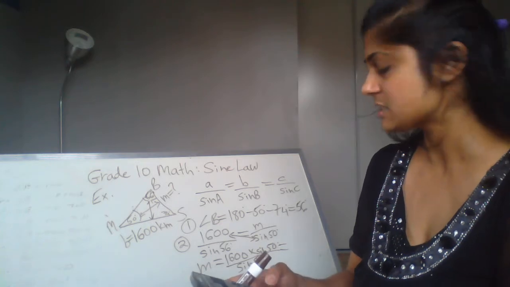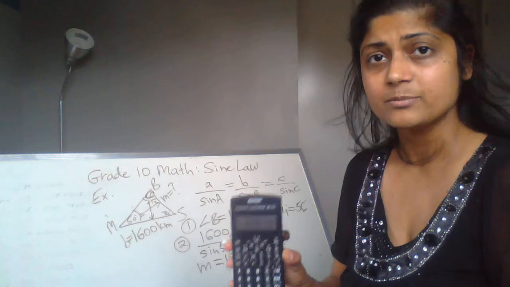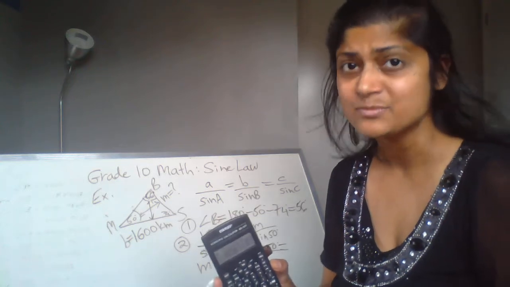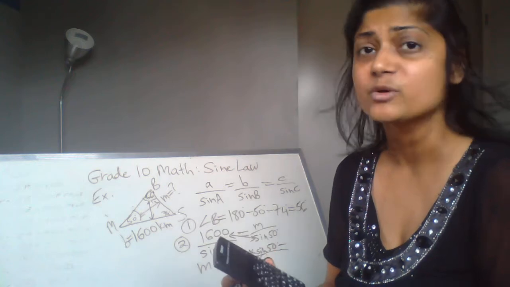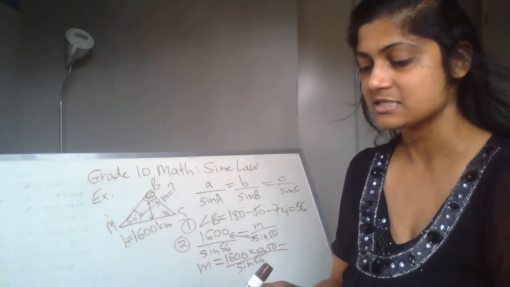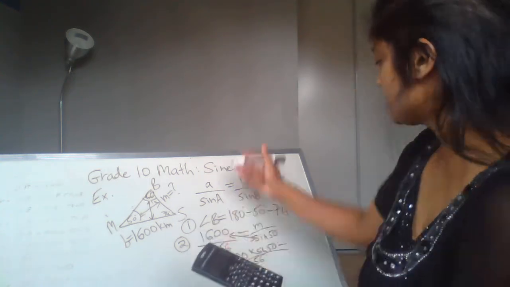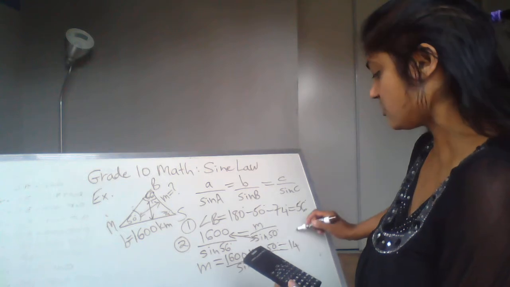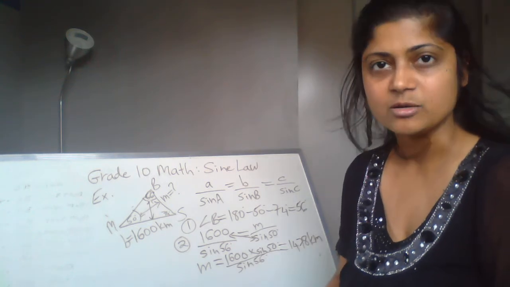So we're going to do 1600 times 50 sine. And again, I'm making sure I press the equal sign in between. The calculator is going to do BEDMAS. I don't want to end up with the wrong answer. And then I'm going to divide it by 56 sine. And I'm pressing the equal sign one more time here. And I'm getting 1,478. And this is in kilometers, okay?